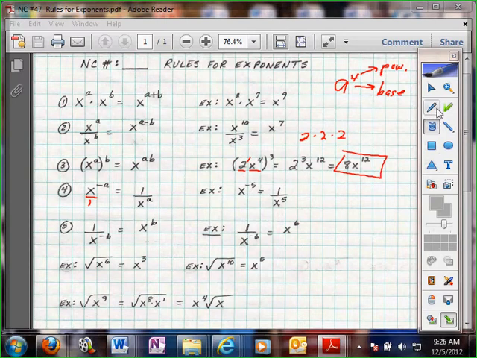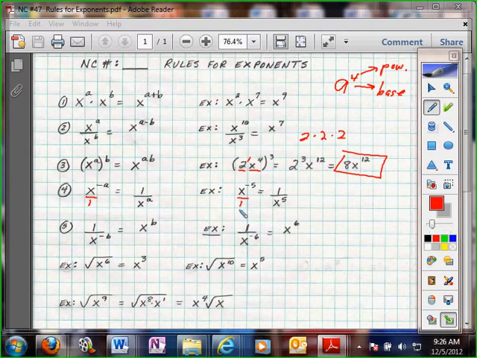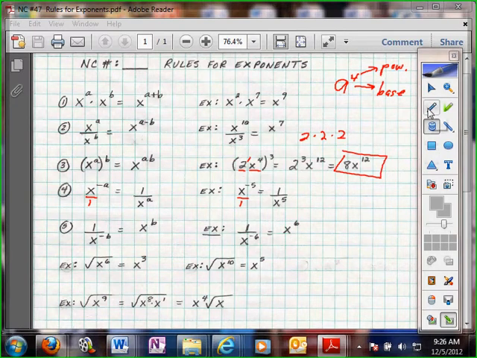So let's look at these two examples here. I have x to the negative 5th, make it a fraction by putting it over 1, and it becomes 1 over x to the power of positive 5. Number 5's example, I have 1 over x to the negative 6th. This goes to the top of the fraction with a positive exponent, and it becomes x to the power of positive 6 over 1, or just x to the power of positive 6.